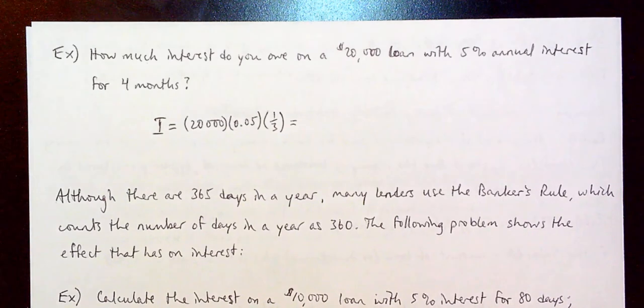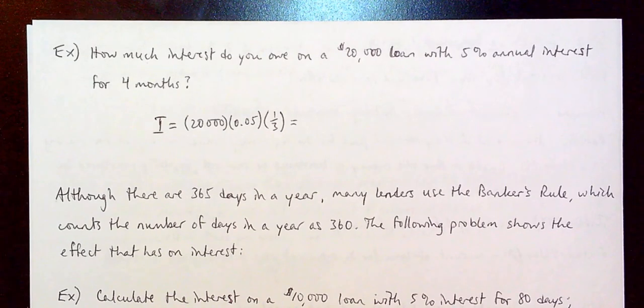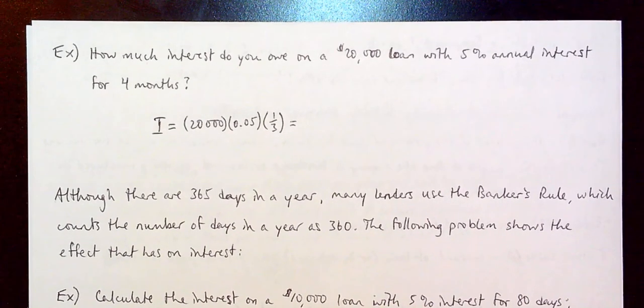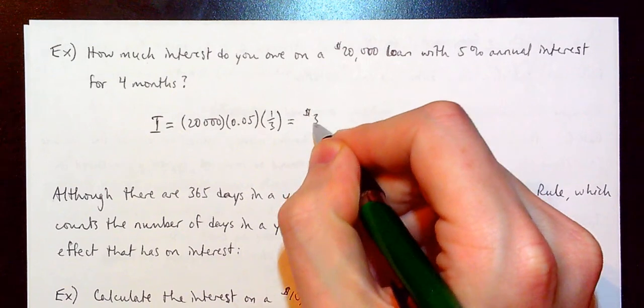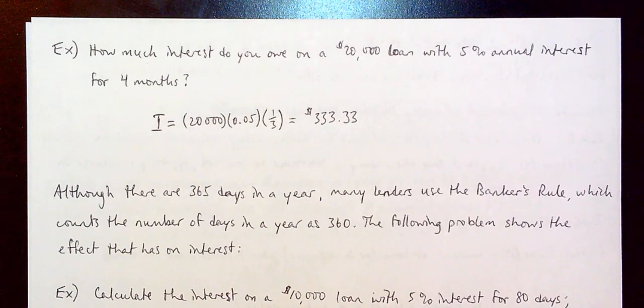So if we do 20,000 times 0.05 times 1/3, we're going to get $333.33. Now, obviously, if you did use your calculator, you'd see that we get 333.333333, so on and so forth. But because we're working with money, we always round to 2 decimal places because we can only go to pennies.